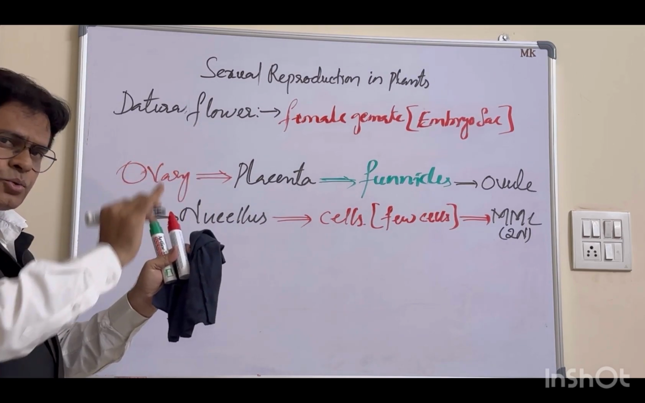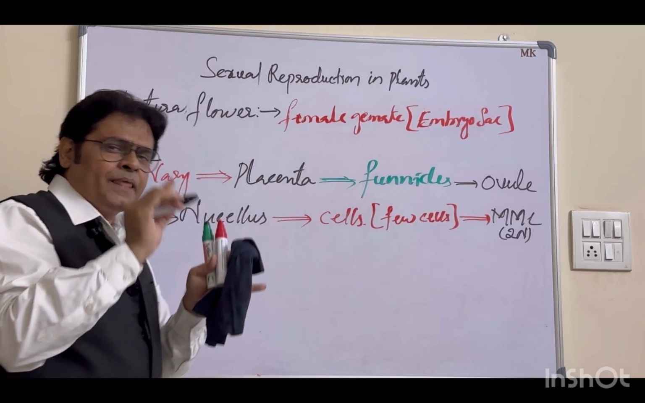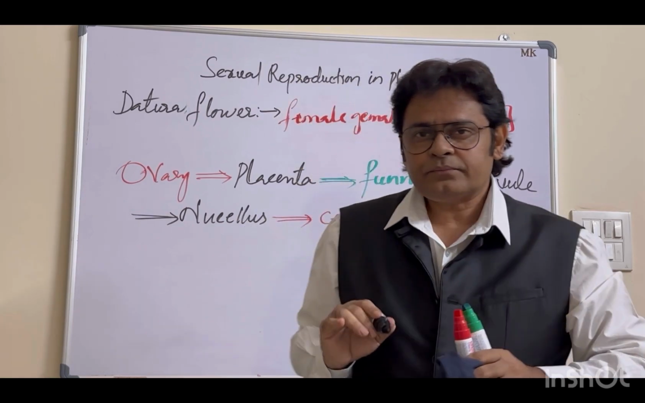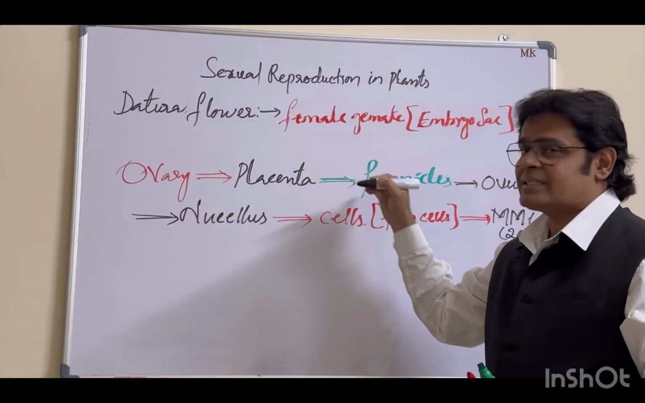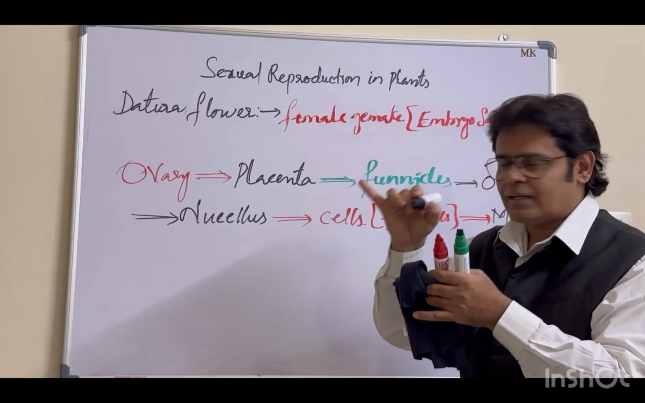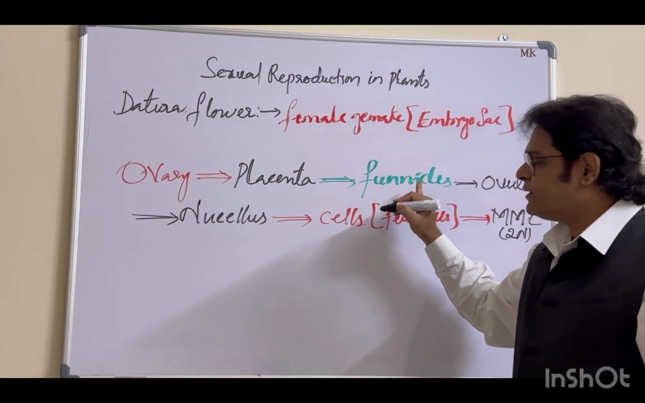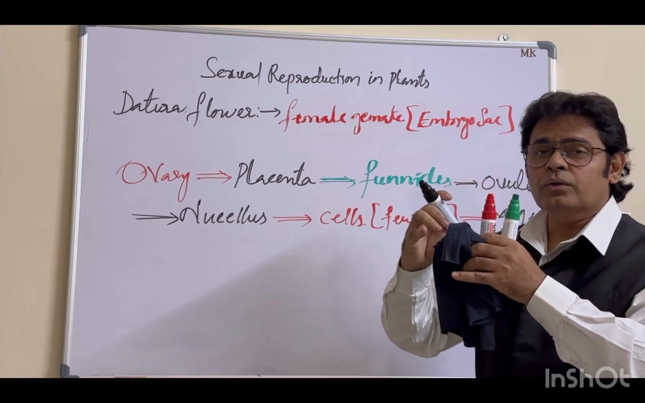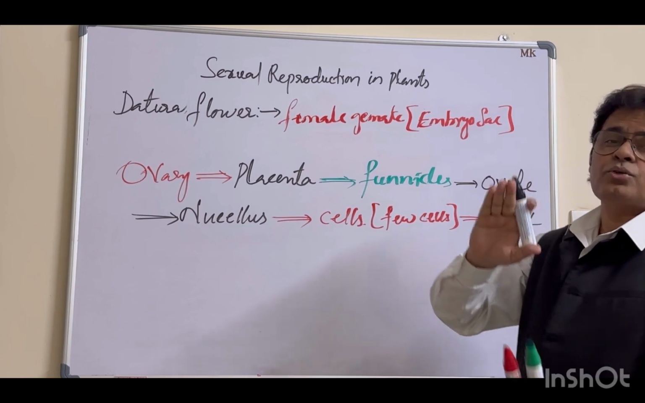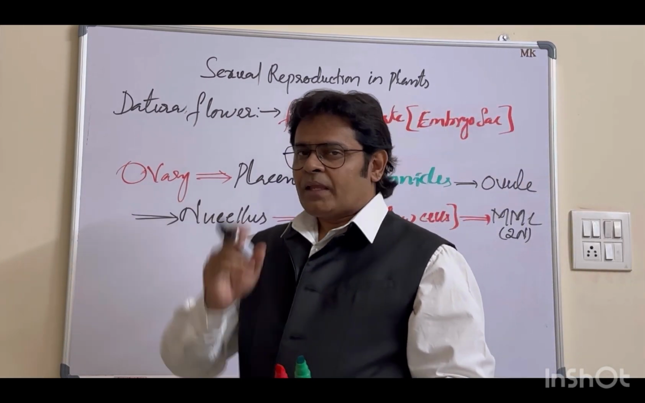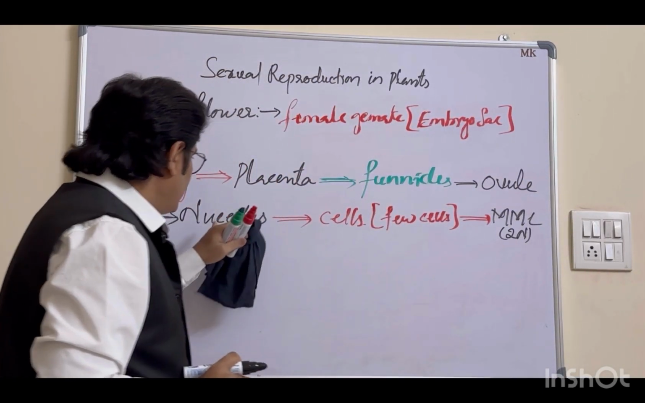Inside, the ovary is coated with a soft cushion-like structure, and that structure is called the placenta. From the ovary, through the placenta, a large number of sticks arise, and those sticks, stalks, are called funicles. What is the work of funicles? To hold the ovule. And what is present inside the ovule? Once again, a soft material, and that soft material is called the nucellus.